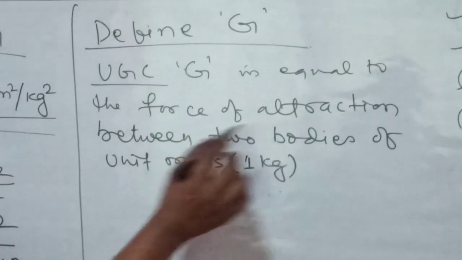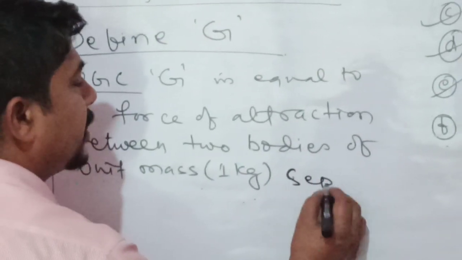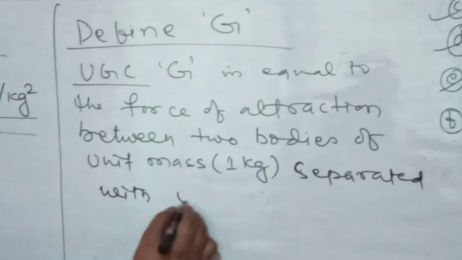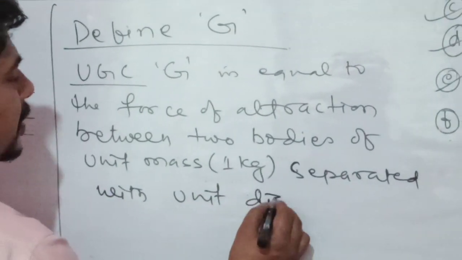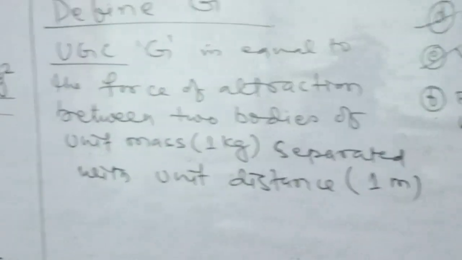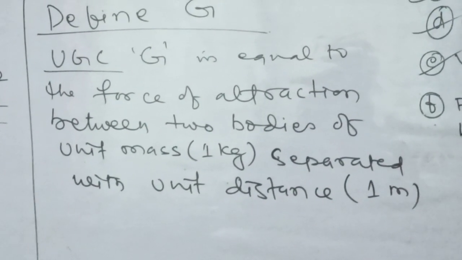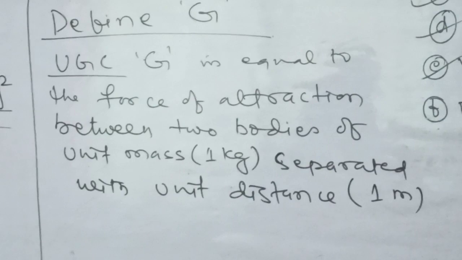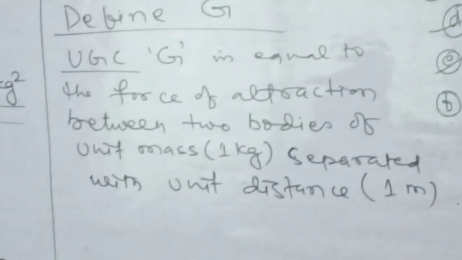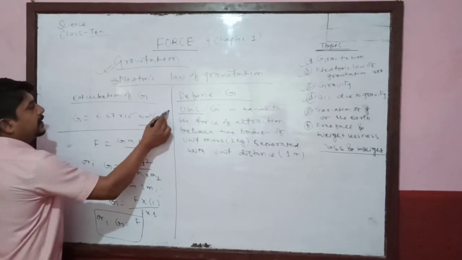G is equal to the force of attraction between two bodies of unit mass separated by unit distance. Unit means 1, so distance means 1 meter. If two bodies of unit mass and unit distance are there, then the gravitational constant is equal to the gravitational force. So from here we have found the definition of G. Now we will find the unit.